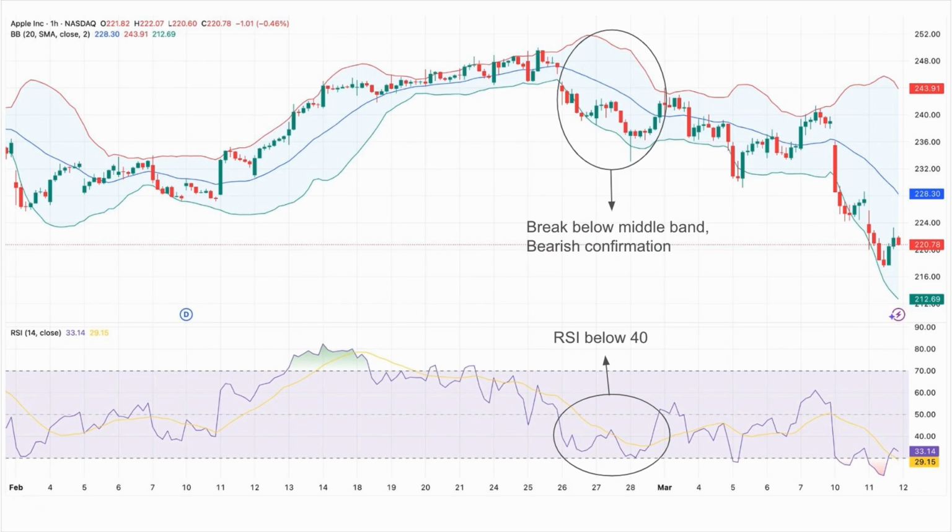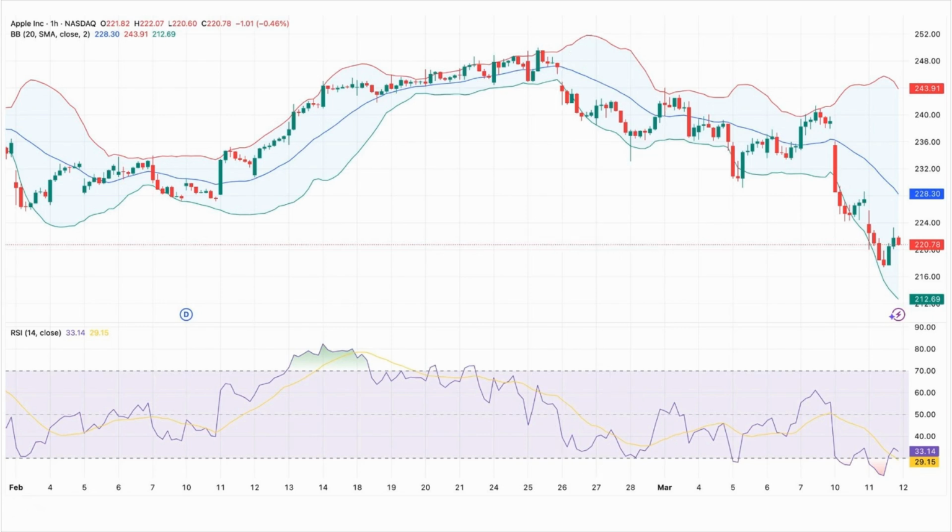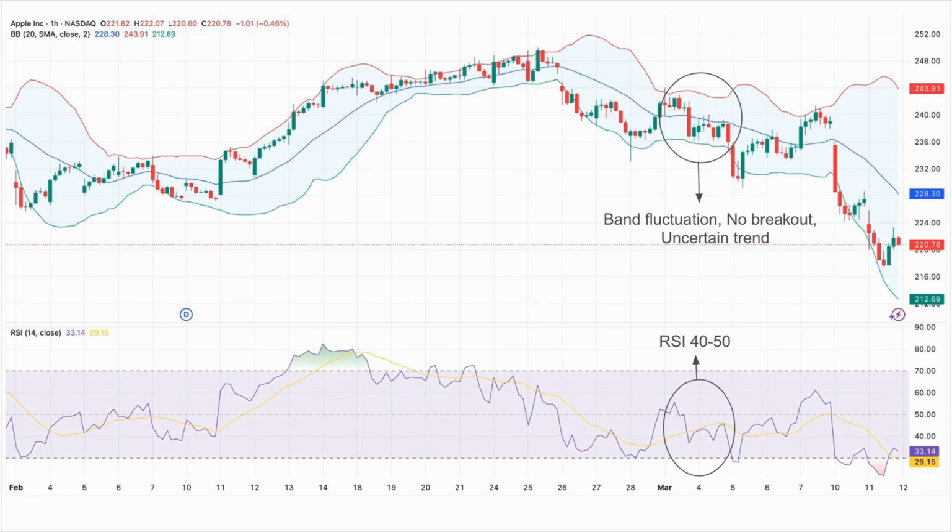Trading tip: breaking below the middle Bollinger Band often signals a shift from a bullish trend to a neutral or bearish one. During March 3rd and 4th, AAPL fluctuated between the upper and lower bands but failed to break out, highlighting increased market volatility with no clear direction. RSI stayed between 40 and 50, indicating an uncertain trend. Trading tip: fluctuations between bands without a breakout signal hesitation between bulls and bears.